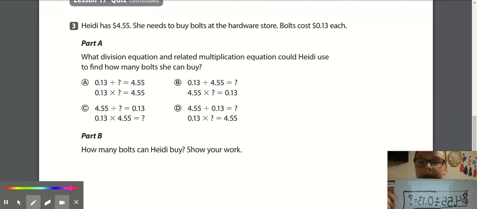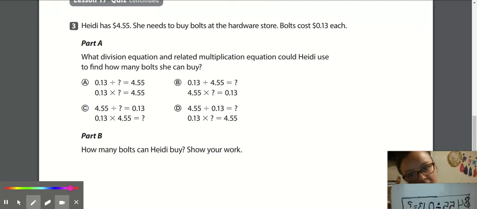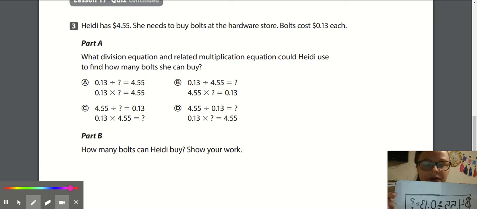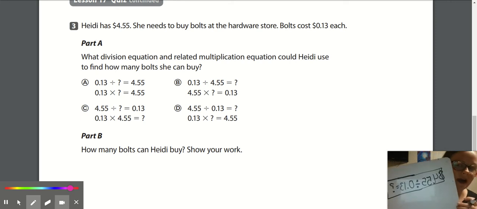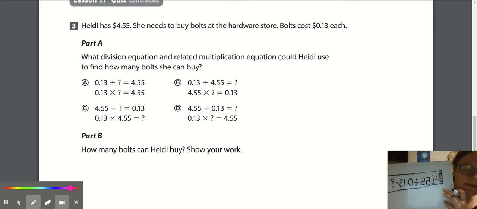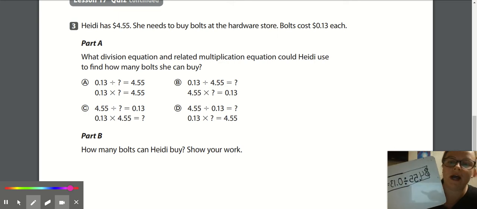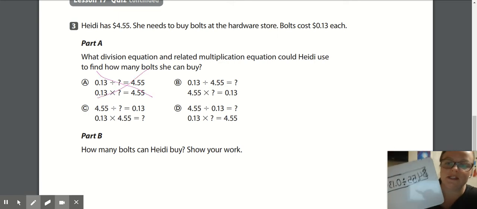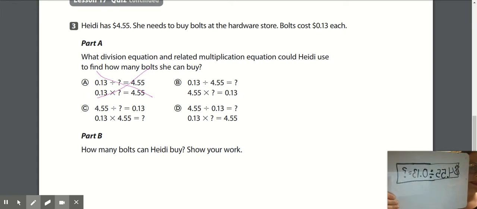All right, A, did we start with 13 hundredths? And would our answer be $4.55? Now, that does not match our problem. Our problem here is starting with $4.55. That would not match the situation in the problem. So I know that one does not make sense. I'm going to cross it out and get rid of it. Let's try B.